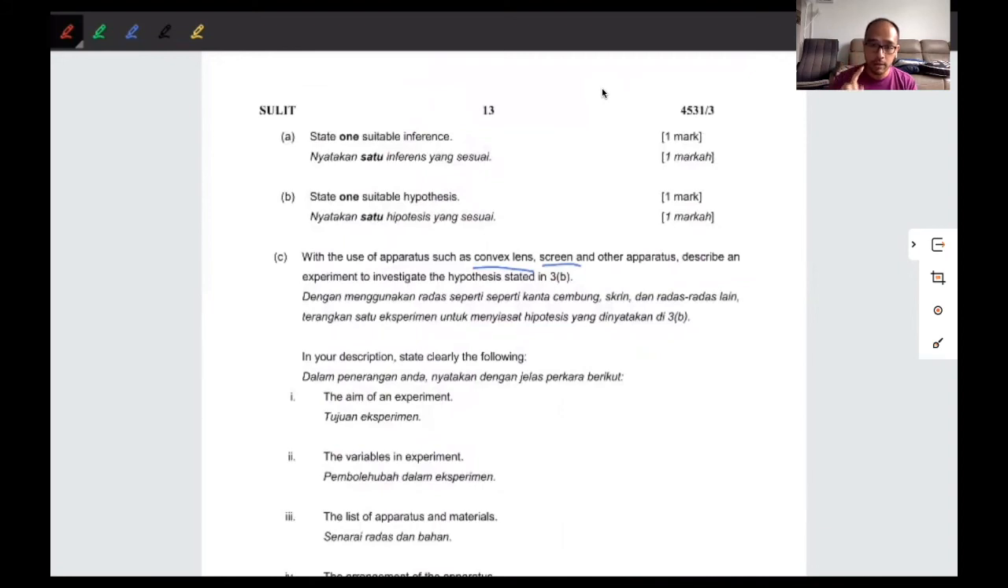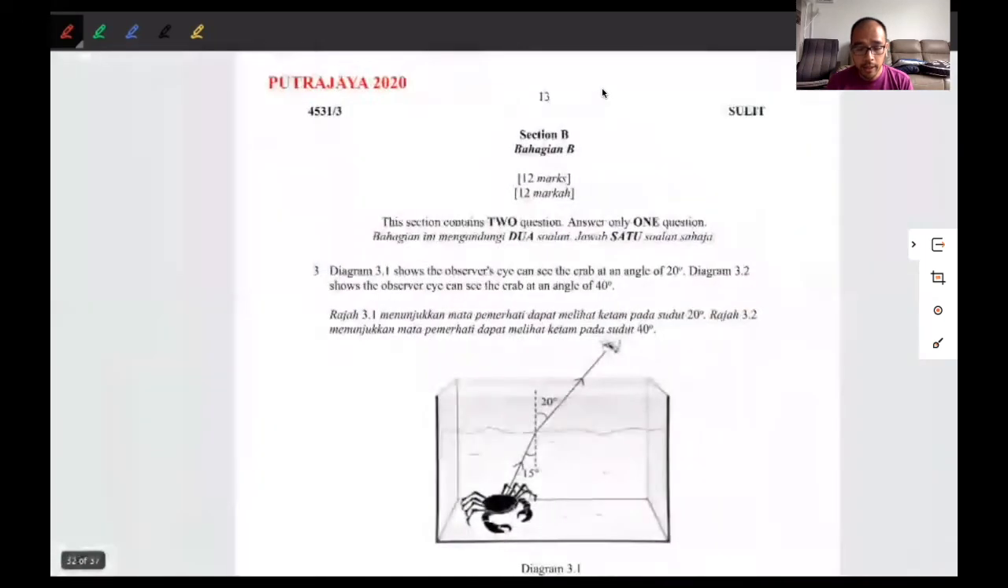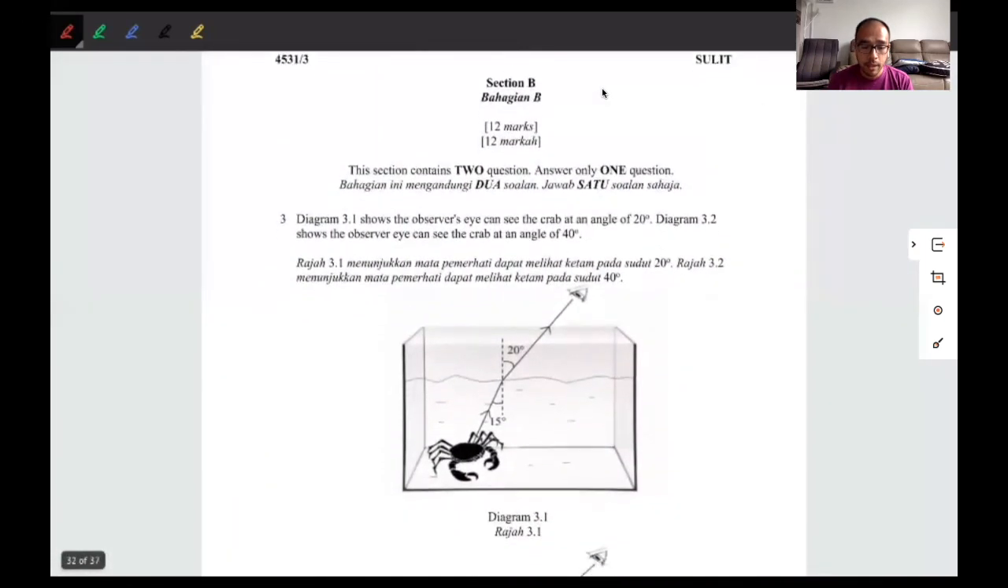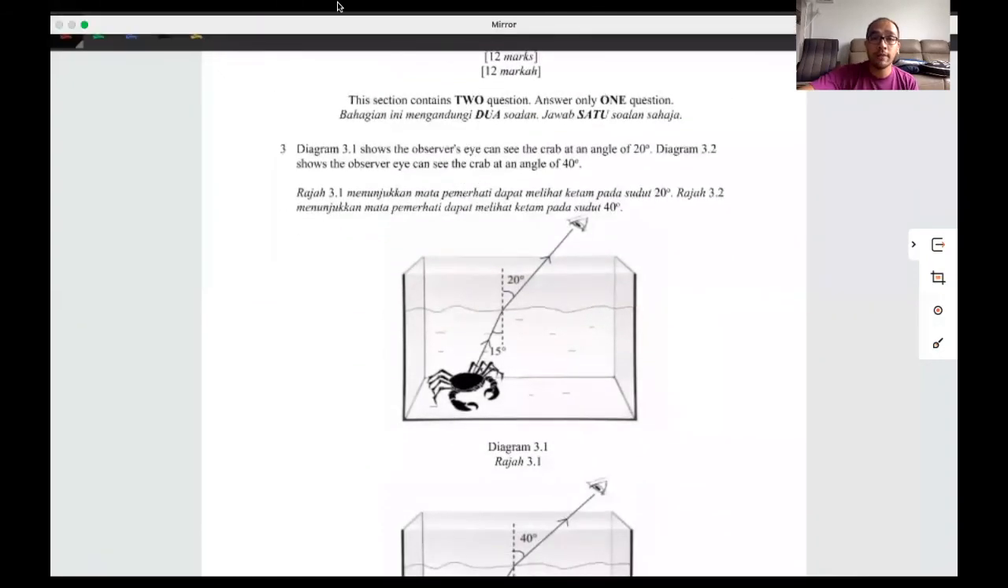Okay, so that's the first type of experiment that you may see in our SPM this year. Okay, kalau light yang keluar lah. Now, another type of experiment is this one. So this is Putrajaya 2020. Question number 3. So diagram 3.1 shows the observer's eye.